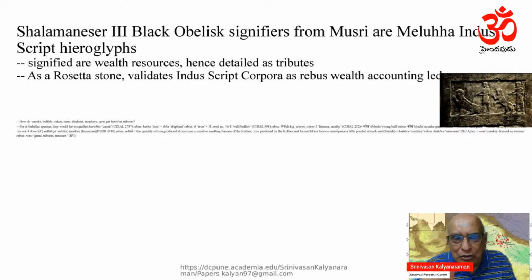They are signifiers from Musri, which are Meluha Indus script hieroglyphs, which indicate wealth resources as detailed as tributes to Shalmaneser III. I submit that the Shalmaneser III obelisk is a Rosetta Stone which validates Indus script corpora as robust wealth accounting ledgers. So, Indus script is a wealth accounting system. Karna, wealth accounting system. In Tamil, Kannada means accounting system. Tolkappiyam. Next, please.